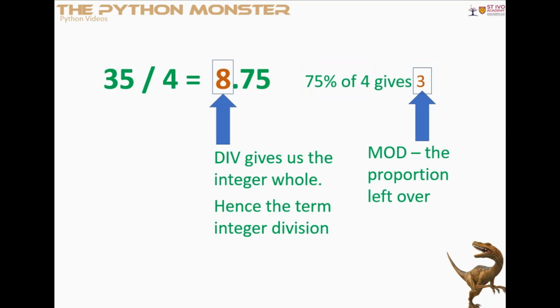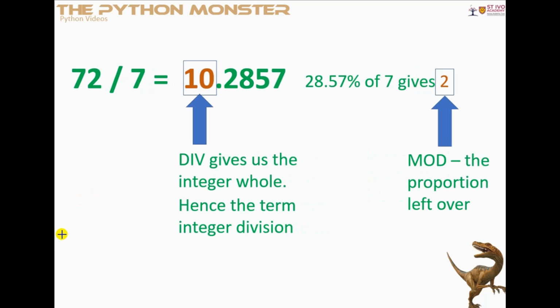Likewise, even if we don't have division that gives us an exact result, if we look at 72 divided by 7, expressed as 10.2857, that's rounded to 4 decimal places. But even then, if you take 28.5% of 7, it gives you about 1.999, which is pretty near 2. So we could also express that as saying 72 divided by 7 is 10, remainder 2. Now you've seen the relationship between the two, let's crack on and do some coding.